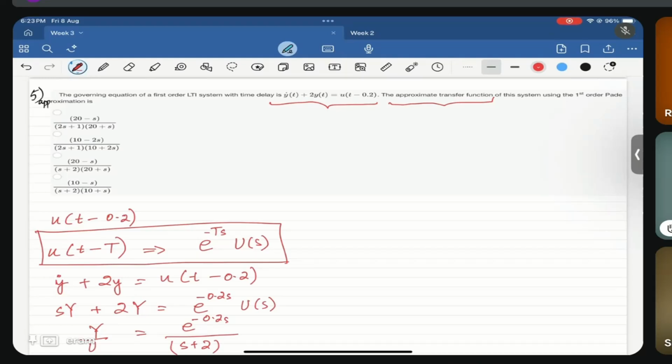But there is no such option, right? We have to approximate this exponential term using Padé approximation. So does anybody know what this approximation is? No, madam. Okay.